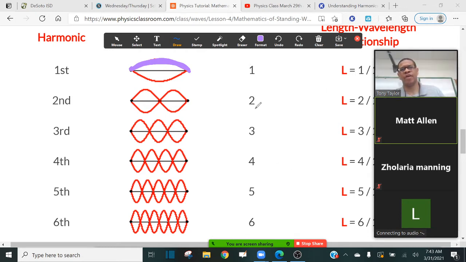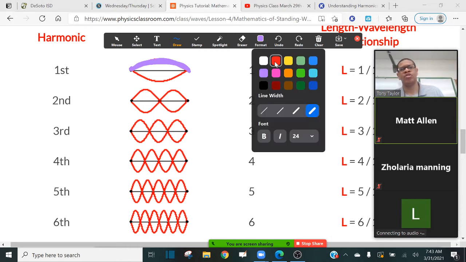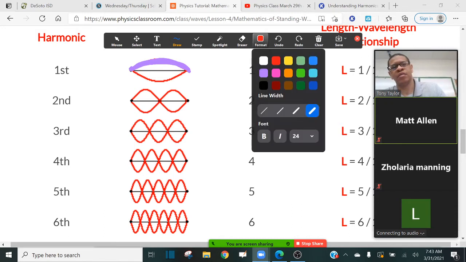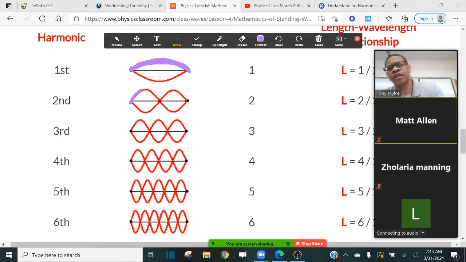But what about a standing wave that's vibrating at the second harmonic? If you notice, that's represented by 2 halves of a wavelength. Because think about it, guys. Here's a half wavelength here, and here's a half a wavelength here, right? So that's the second harmonic.